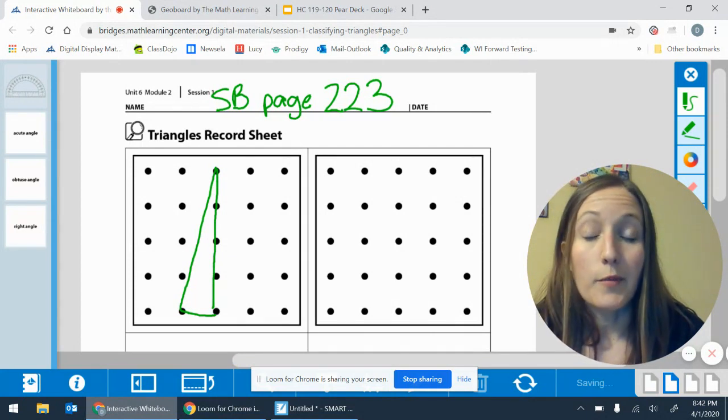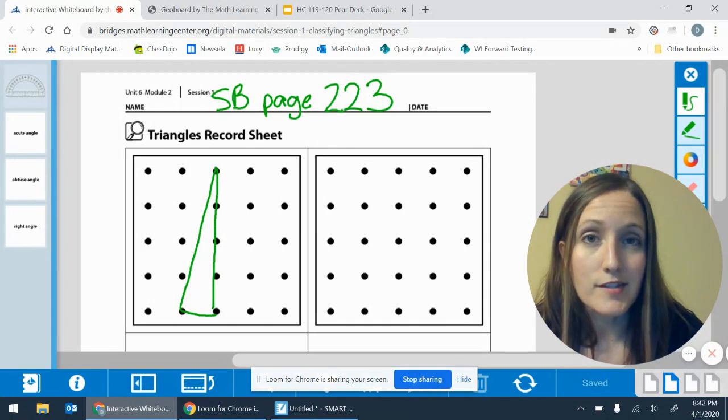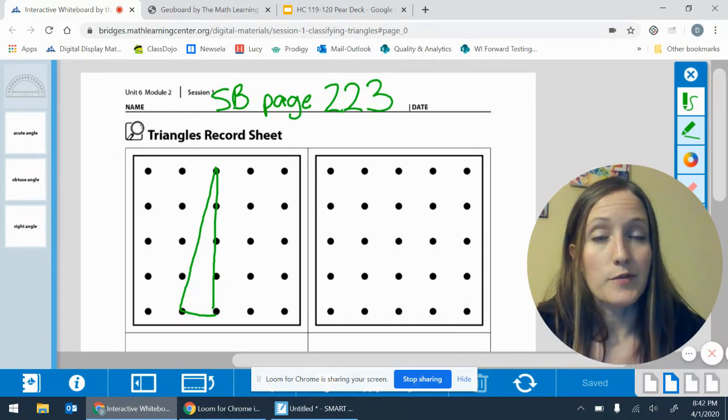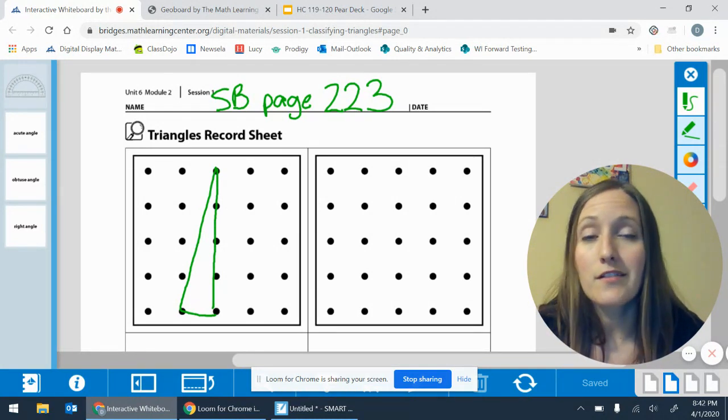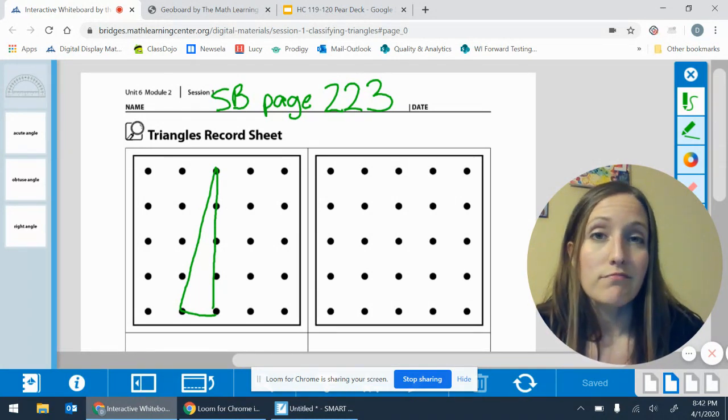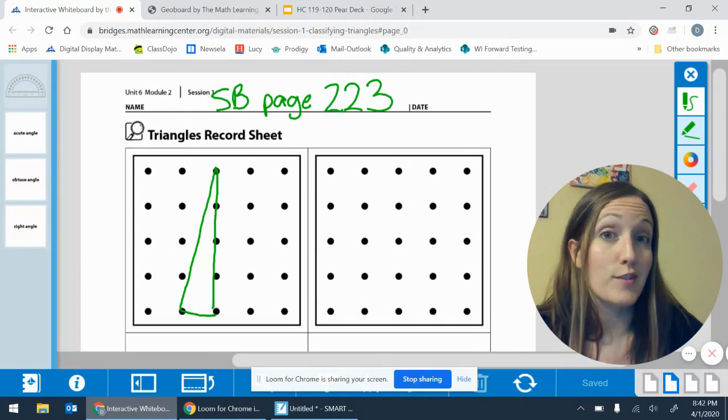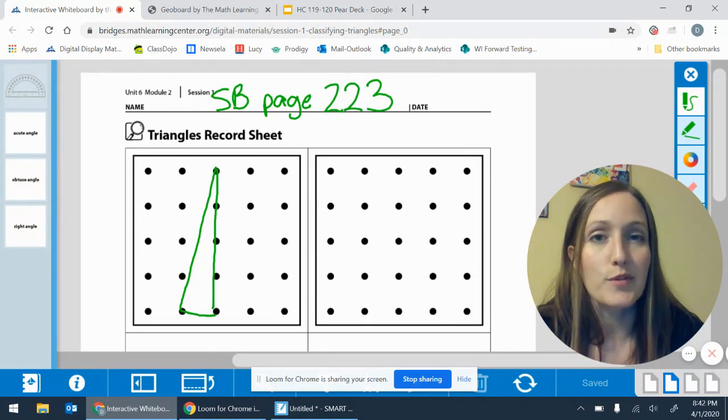Right now, what I'd like you to do is draw 3 more triangles in your student book, on those open 3 Geo boards. It can be any sort of triangle that looks good to you. Just make sure it has 3 sides and that it is a closed triangle. You can go ahead and pause the video here and do that now.